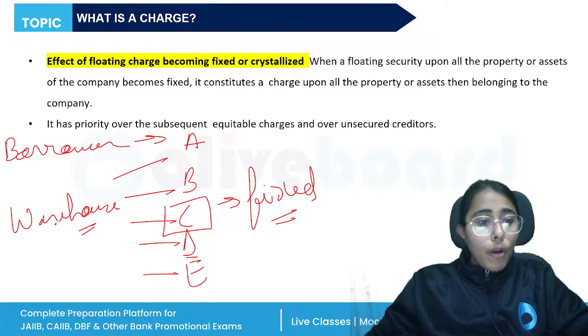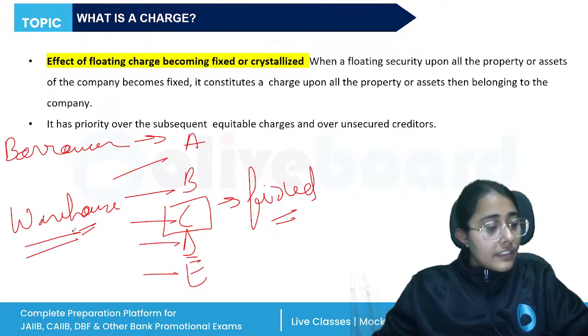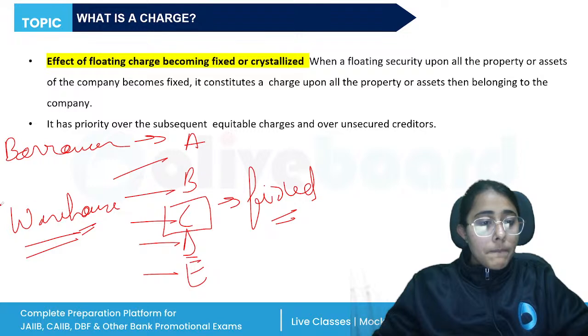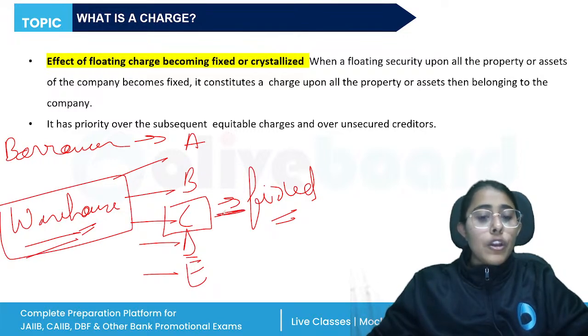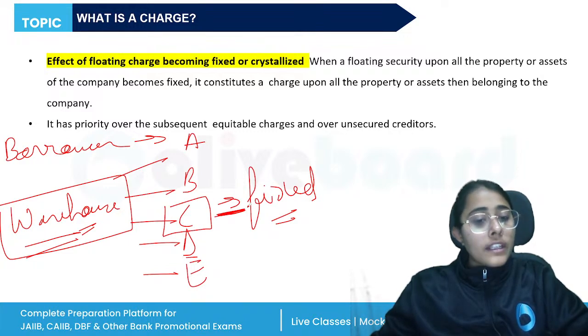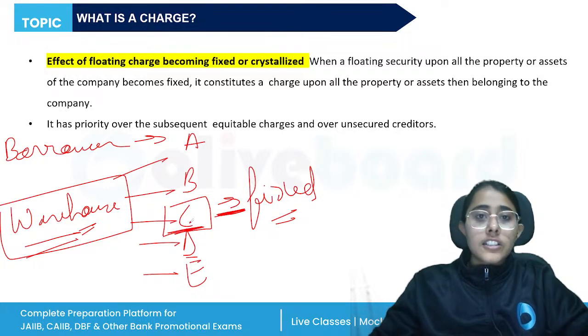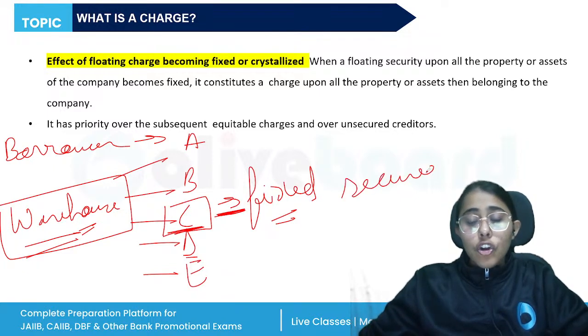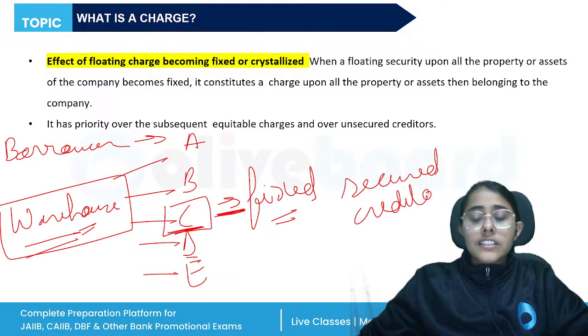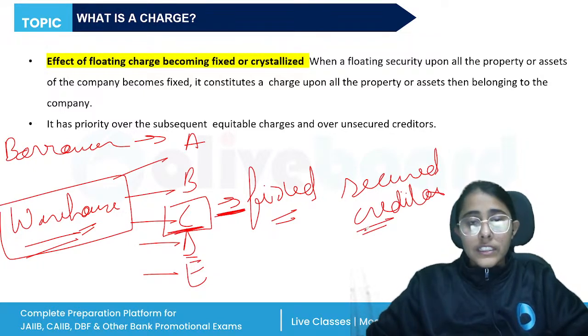Then when the property is sold in the market under the SARFAESI or IBC, then the money that will be generated will be first used to pay off the debt to the third creditor who had gotten the charge registered. So this creditor who got the charge registered will have the priority over the subsequent equitable charges or over the unsecured creditors. So now C will become the secured creditor as soon as the charge is registered with the ROC.